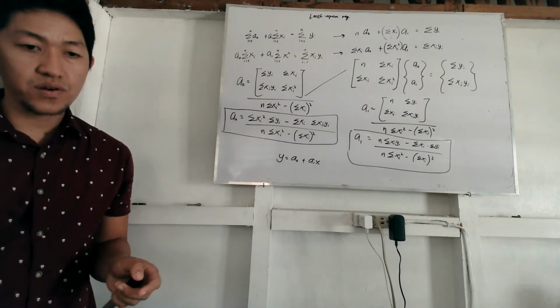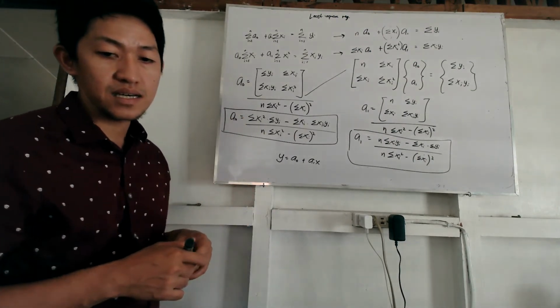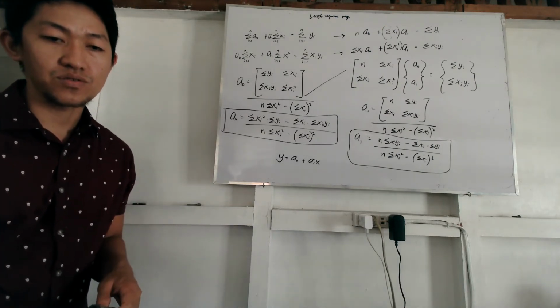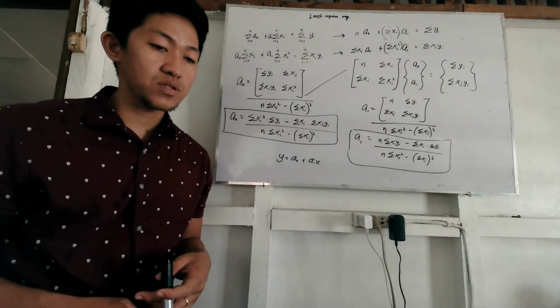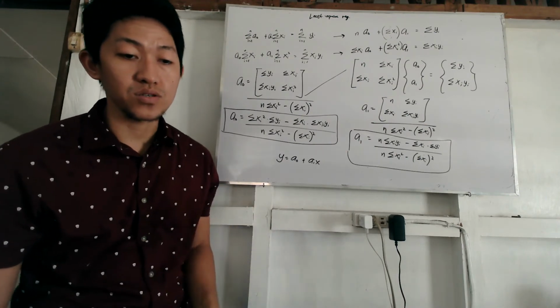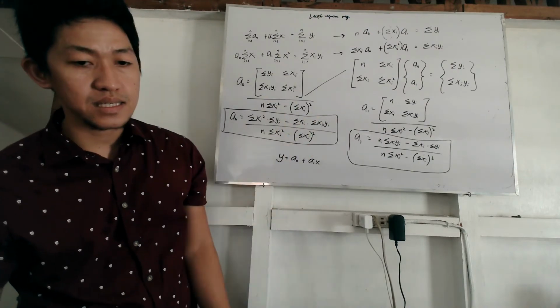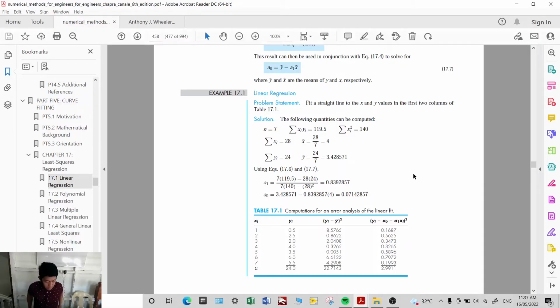And also this is for linear, no? Linear regression. So we'll also proceed to polynomial regression. The process is still the same. Have an example and how to do the linear regression or the least squares regression.